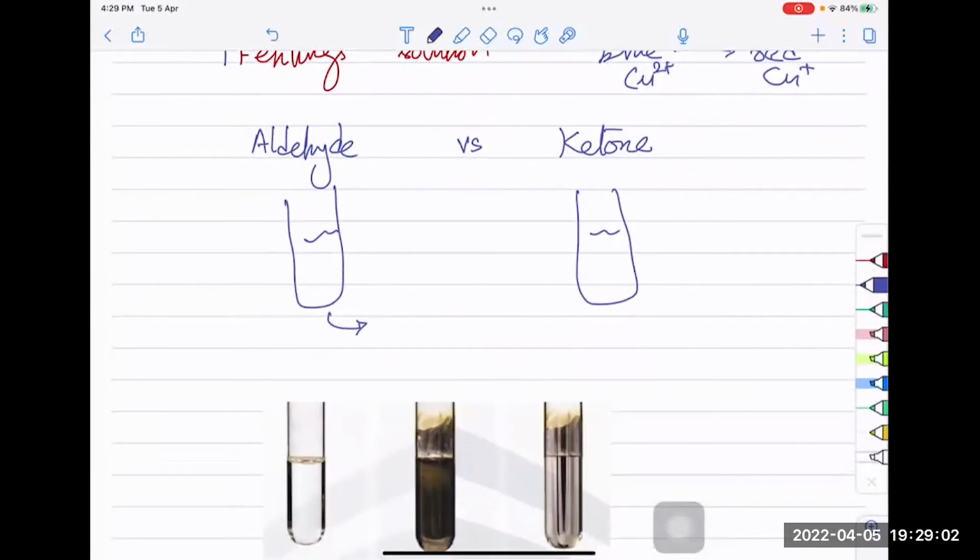Both of them will do it, but the difference is that if I had an alcohol, then if I added KMnO4, it will oxidize that as well. अगर KMnO4 ऐड करूंगा तो अल्कोहल को भी ऑक्सीडाइज करेगा, एल्डिहाइड को भी ऑक्सीडाइज करेगा, बट फेलिंग सॉल्यूशन सिर्फ एल्डिहाइड को ऑक्सीडाइज करेगा.